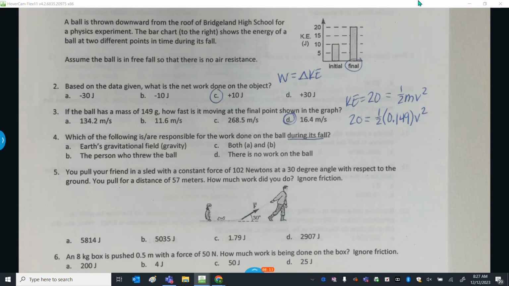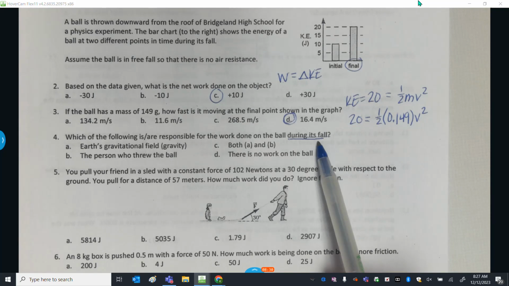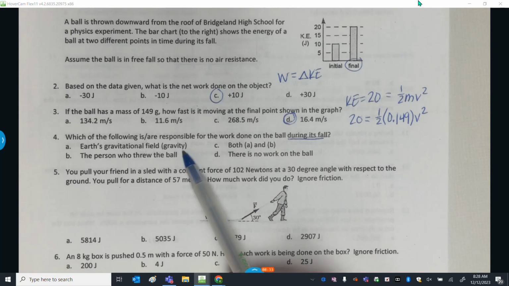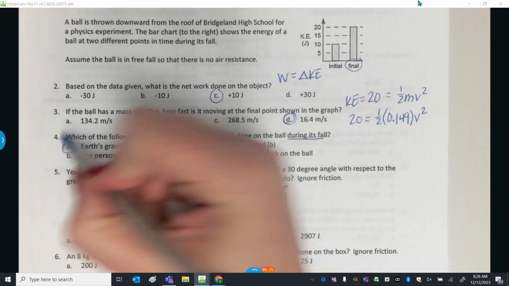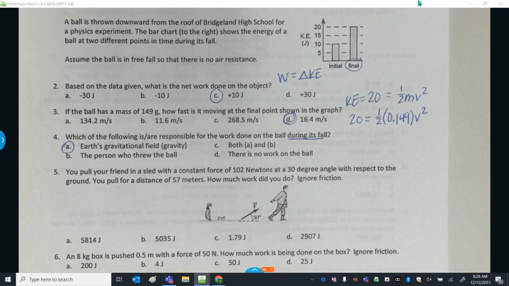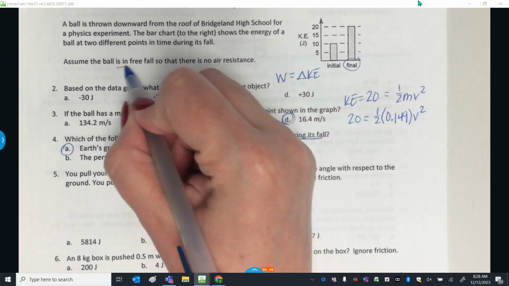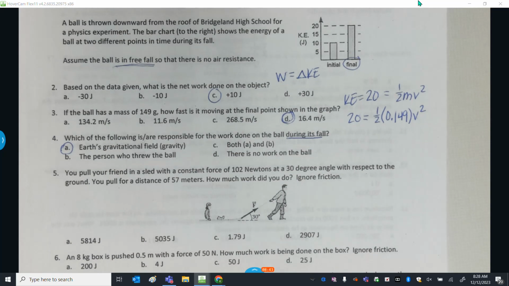A says Earth's gravitational field, gravity. B says the person who threw the ball. C says both of them. D says there is no work. It's not D. It's not C either. It's either A or B. During the fall, it's just gravity. While it's falling, it's just the gravity that's acting on it. And it says it up here too. It's in free fall. If you're in free fall, by definition, that means the only force acting on the object is gravity.